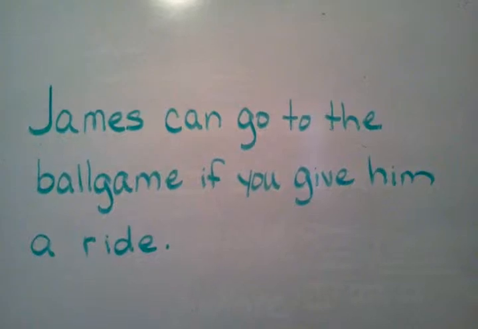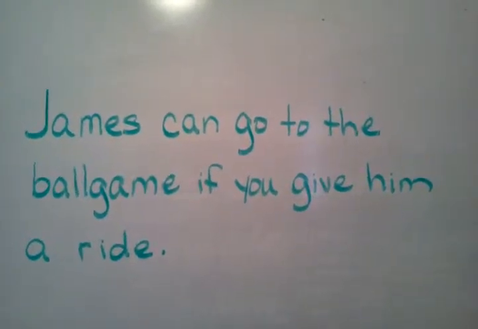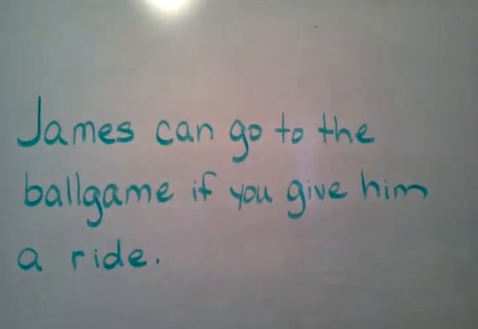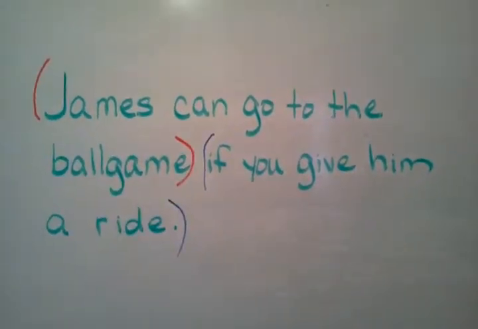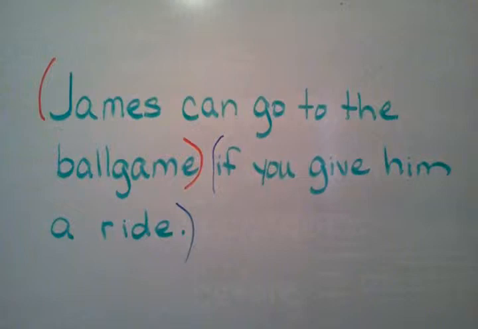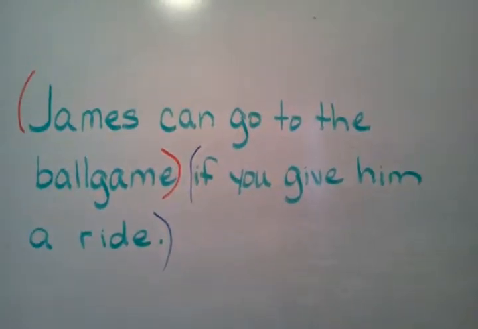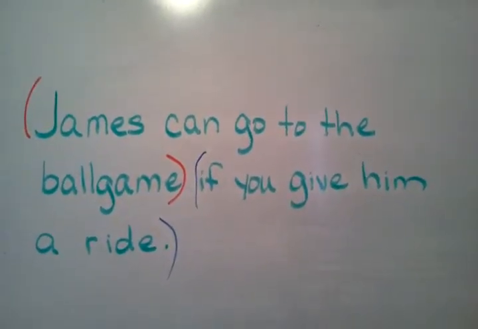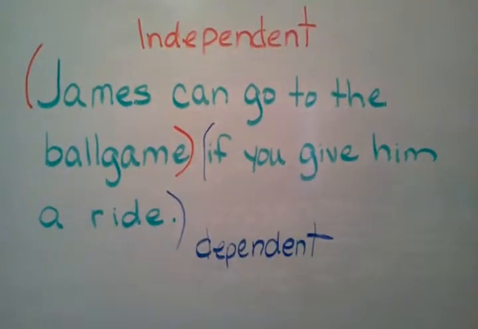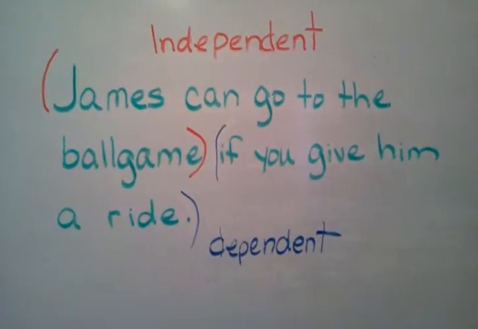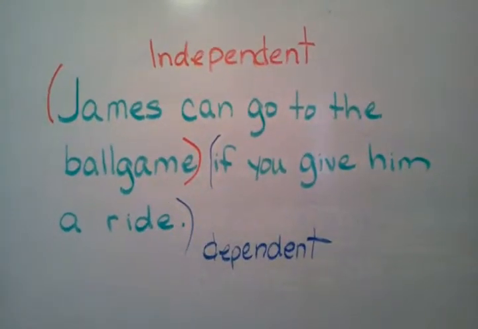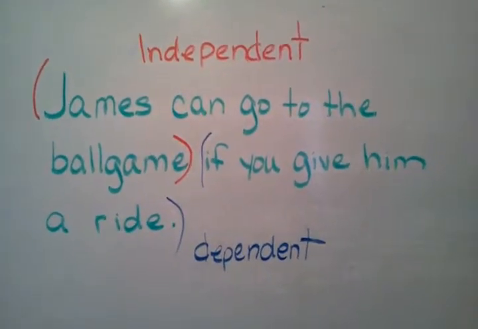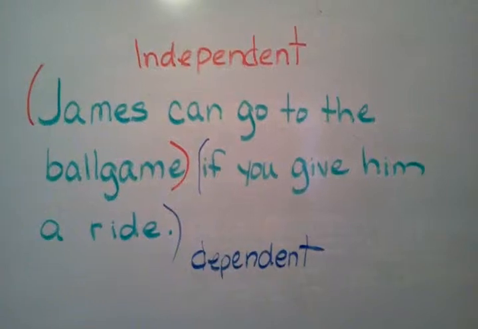This sentence says, James could go to the ball game if you give him a ride. I'm going to separate it into clauses. Okay, James can go to the ball game, that's one clause. If you give him a ride, that's another clause. James can go to the ball game is an independent clause because I could just stop right there and erase all the rest and we'd have a complete thought. James can go to the ball game.